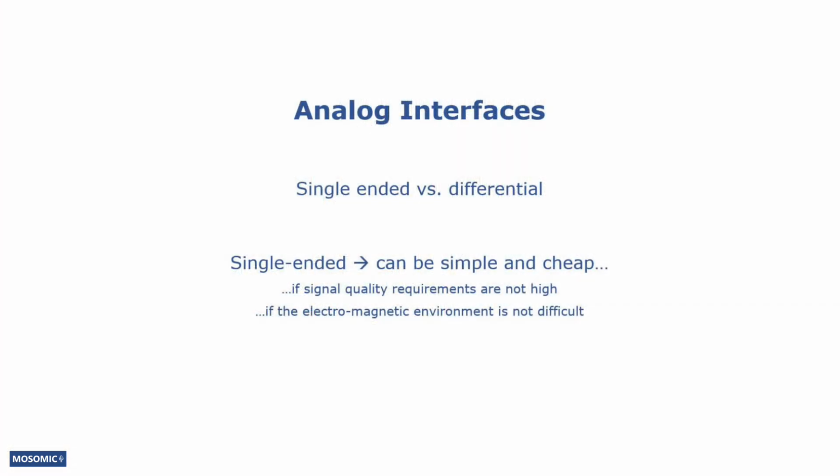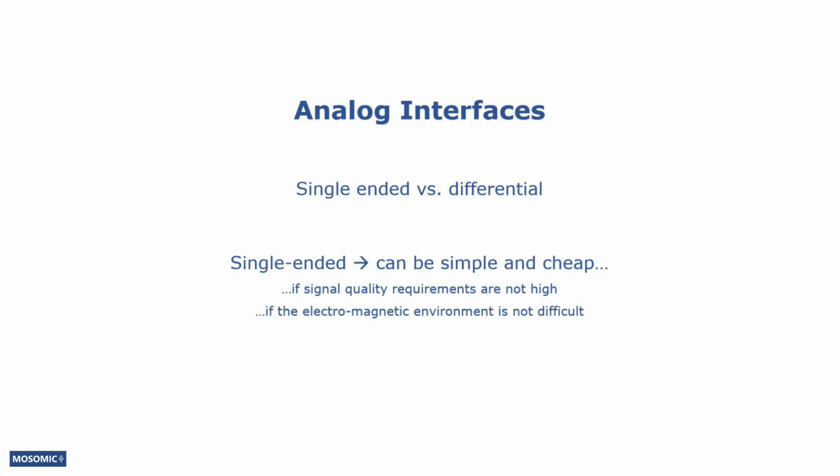Okay, let's talk about analog interfaces in MEMS microphones. They can be divided into two main types, single-ended and differential. The choice between the two interface types affects the implementation of an analog microphone significantly. The single-ended interface can be simple and cheap as long as signal quality requirements are not very high, or if the environment is not difficult.